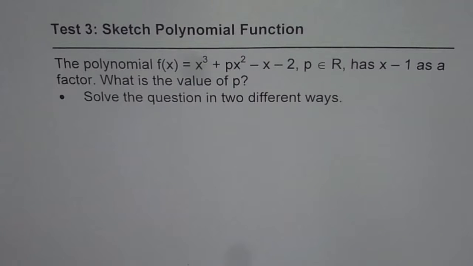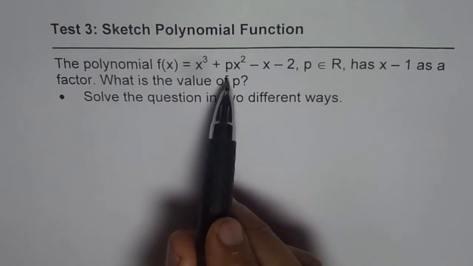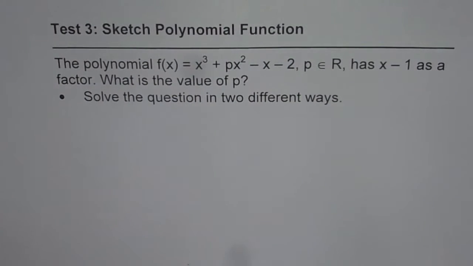And by now you must have noticed that my test problems are real problems which you can expect in your test. So this is for the students doing advanced functions, grade 12, unit 3. The polynomial f of x equals x cubed plus p x squared minus x minus 2, where p belongs to the real numbers, has x minus 1 as a factor. What is the value of p?